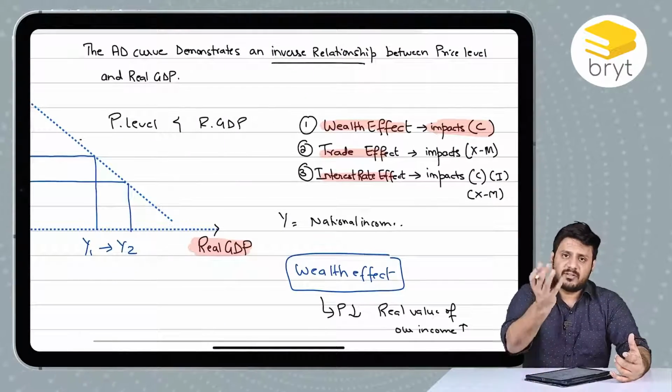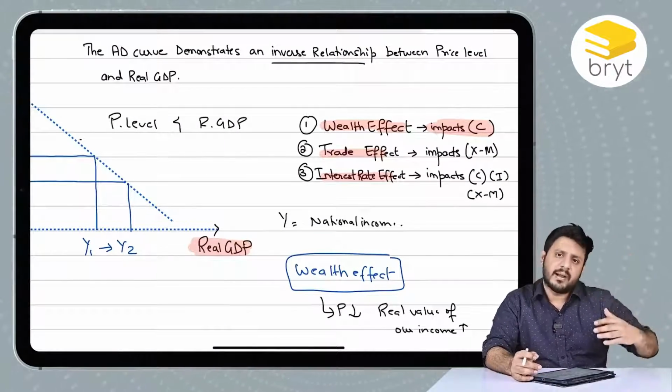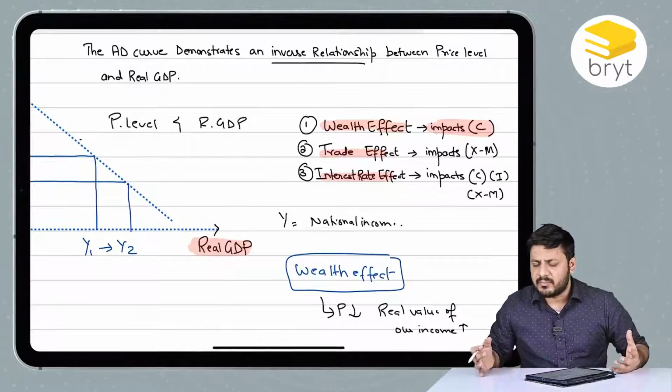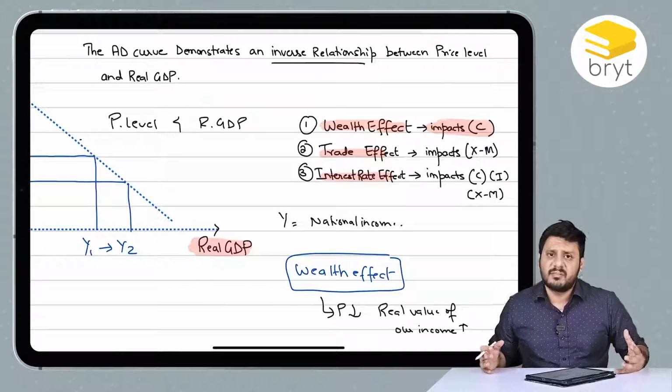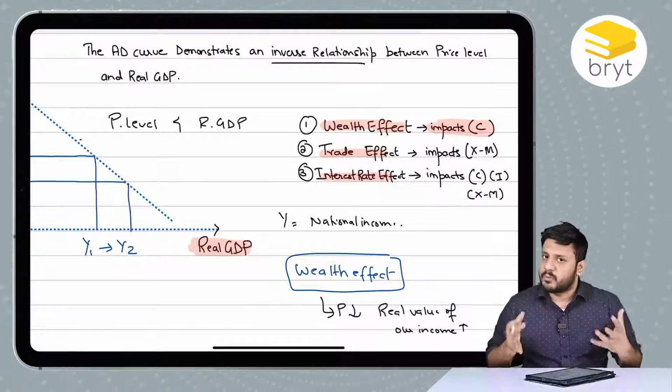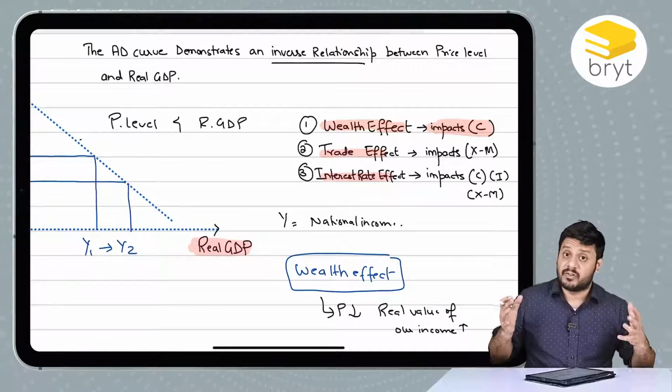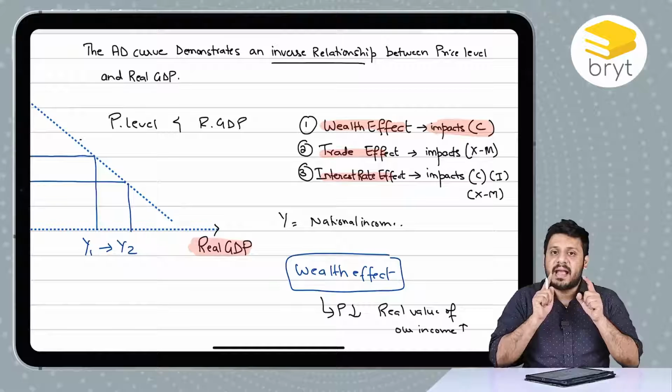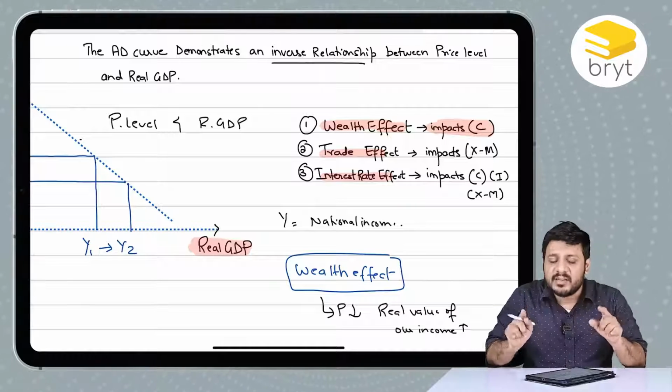Your consumption expenditure starts to rise because a fall in price level increases the real value of incomes, so you can buy more of the basket of goods and services than before. Hence, individuals start spending more. As a result of that, consumer expenditure goes up.